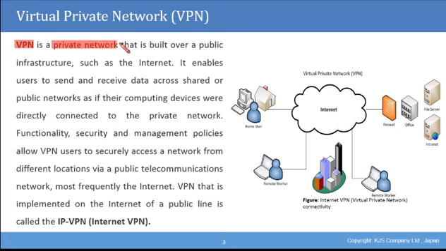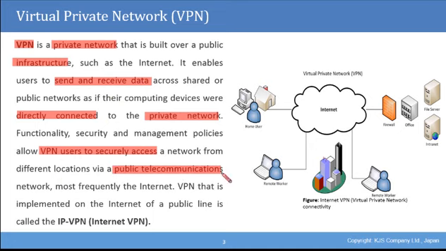It is a private network that is built over public infrastructure, such as the Internet. It enables users to send and receive data across shared or public networks, as if their computing device were directly connected to the private network. Functionality, security, and management policies allow VPN users to securely access a network from different locations via public telecommunications network, most frequently the Internet. VPN that is implemented on the Internet of the public line is called the IPVPN, or the Internet VPN.